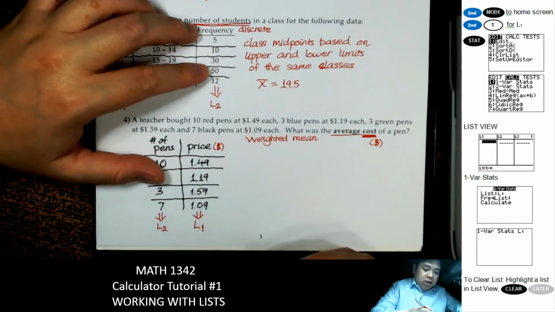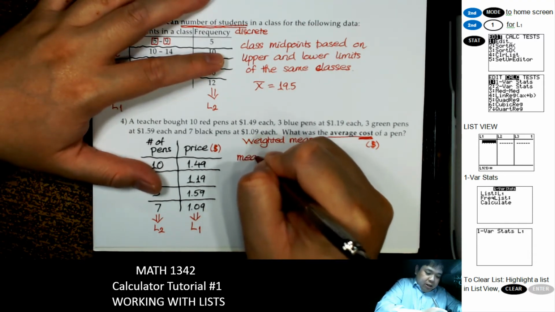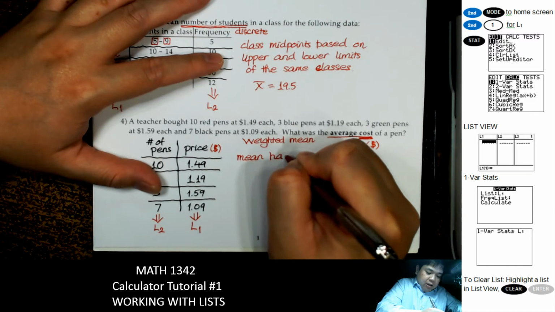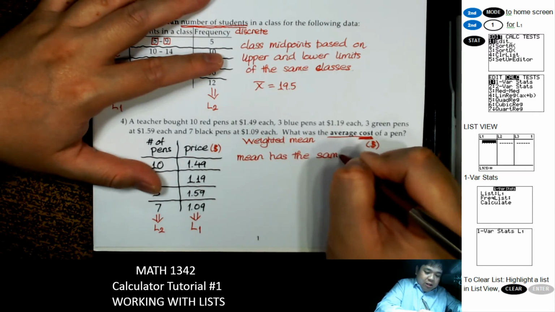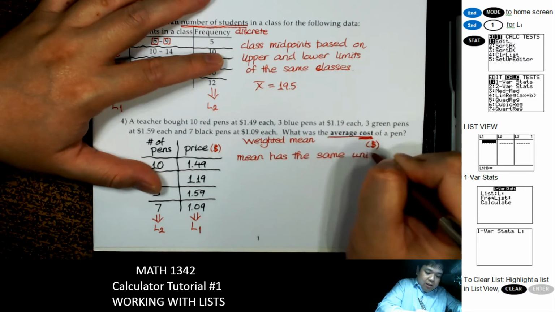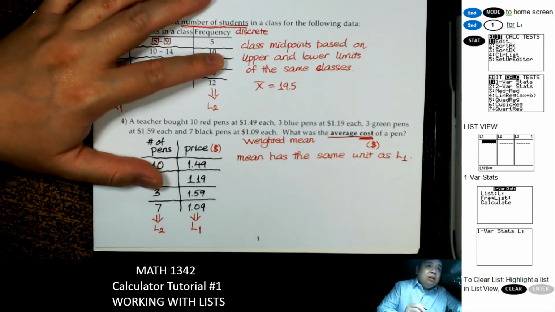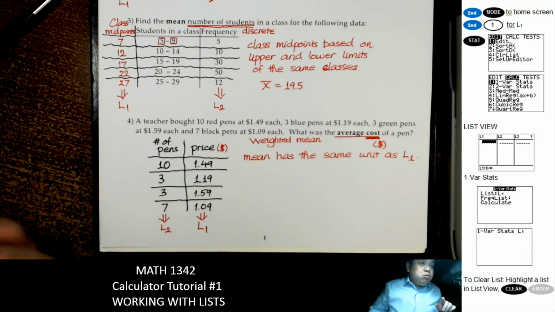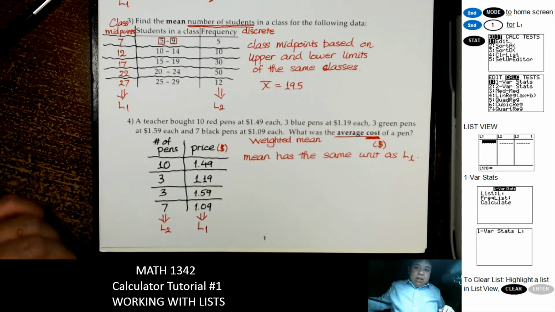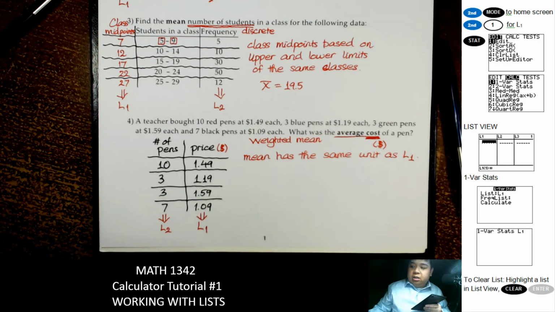So I just want to write a little note here. The mean has the same unit as what we have for list 1. Both of them are dollars in this case. On this problem, I will use the TI-83, so it looks a little bit different than the TI-84 that we used earlier.